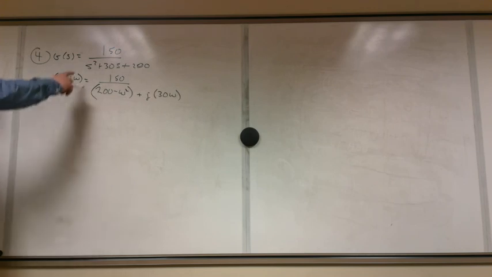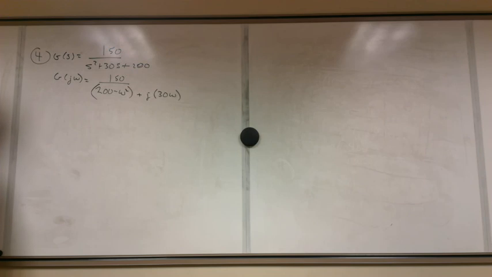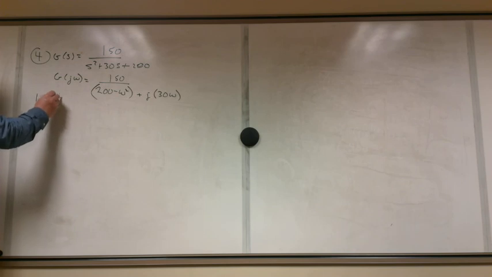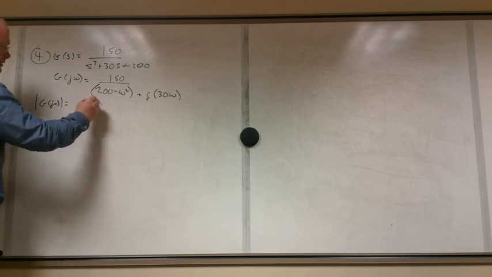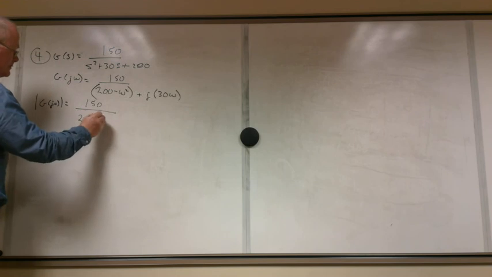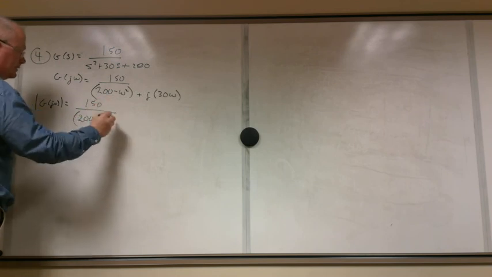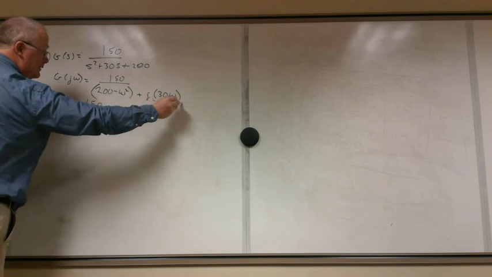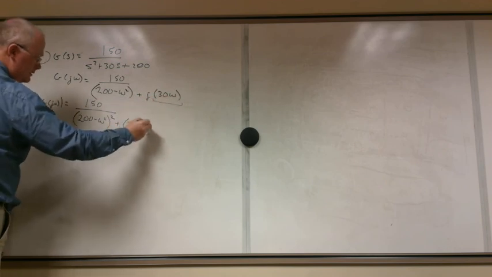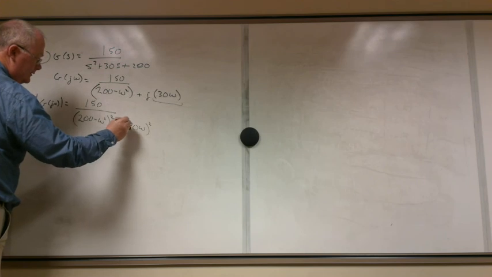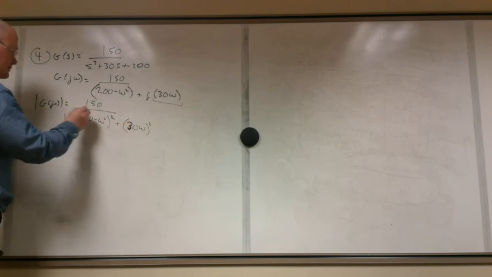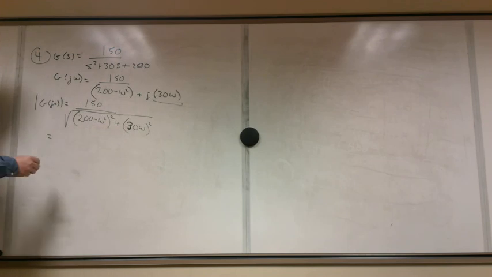Again, you utilize the j squared there to give you negative 1. That's where we stop utilizing the j. The magnitude of G of j omega is going to be equal to 150 over the square root of 200 minus omega squared, the real part squared, plus the imaginary part squared, being 30 omega squared. No j in there. Leave that out. That would be a sufficient answer to say what's the magnitude of this expression, G of j omega.